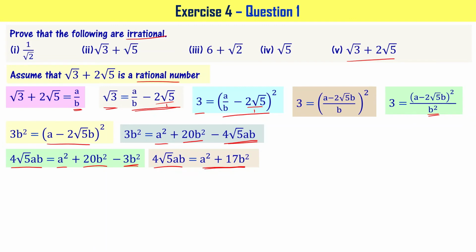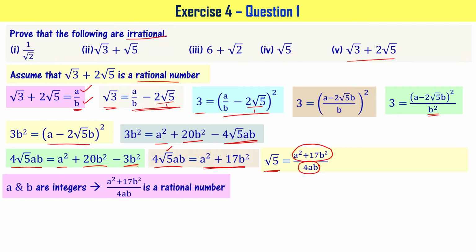Now let's keep only root 5 on one side and bring the other variables onto the other side so that I can write it as square root of 5 equal to (a square plus 17b square) divided by 4ab. Since we said that a and b are integers here, the numerator, which is a square plus 17b square, is going to be an integer, and 4ab is also going to be an integer. It means the ratio of these two integers is a rational number, right?